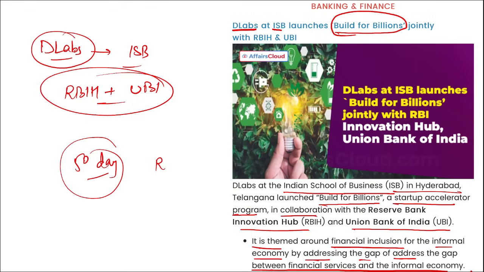Correct. If we talk about RBI Hub, who is the chief executive officer here? Rajesh Bansal. Headquarters in Bangalore, Karnataka.